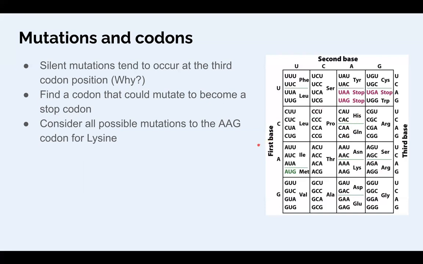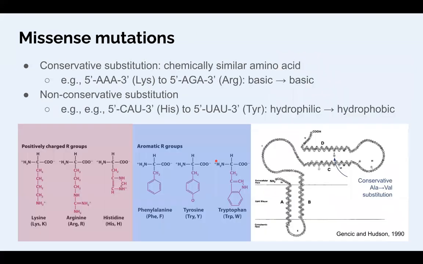So this is a non-random pattern to what codons could become what other codons. Certainly you don't have to memorize any of that, but I think that's maybe a helpful way to explore the space of where mutations could happen.